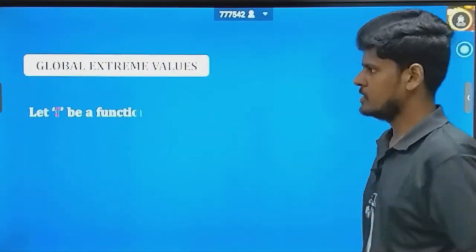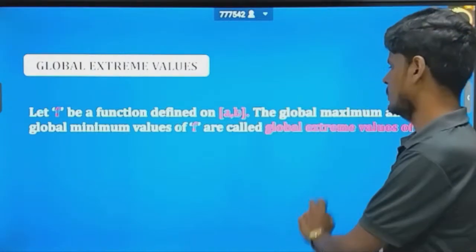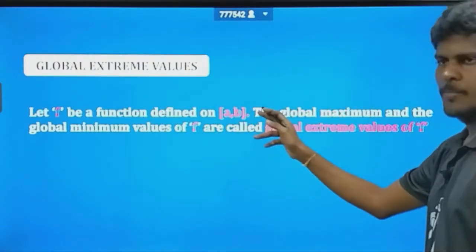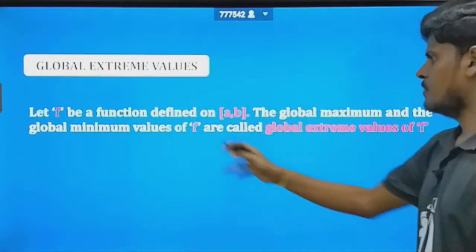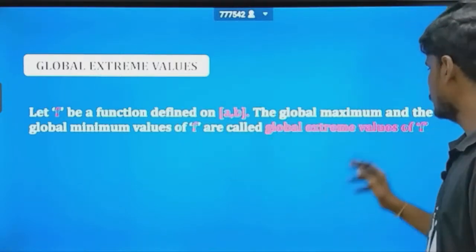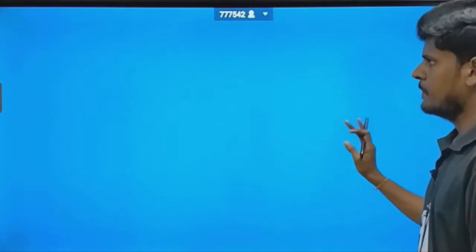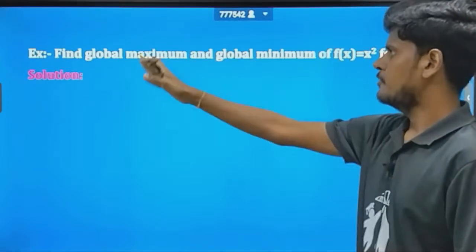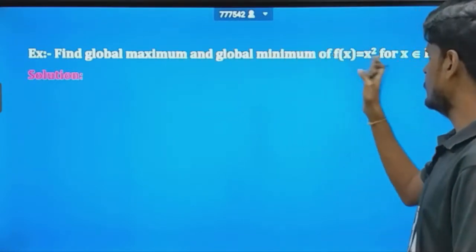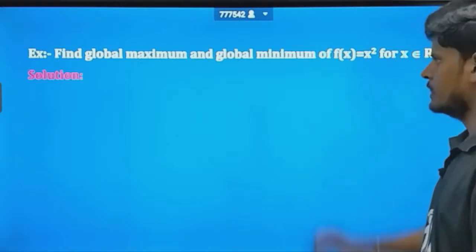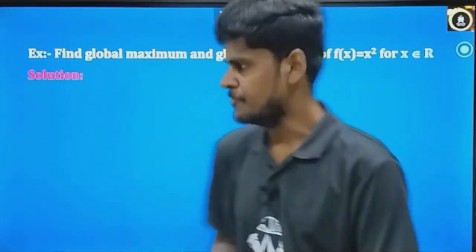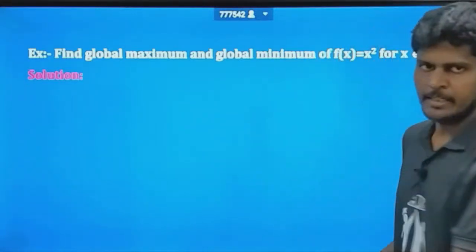Global extreme values, that is global maximum or minimum. Again, f of x is a function defined in the closed interval a to b. Global maximum and minimum values are called global extreme values. Find the global maximum and minimum value of f of x equal to x square in the interval. Again, an easy question. We already know the graph of f of x equal to x square.